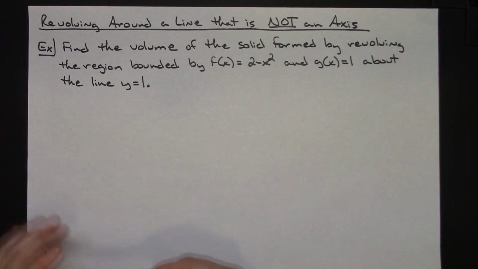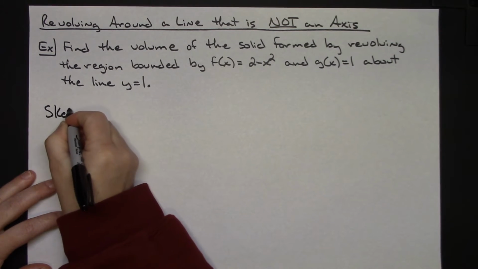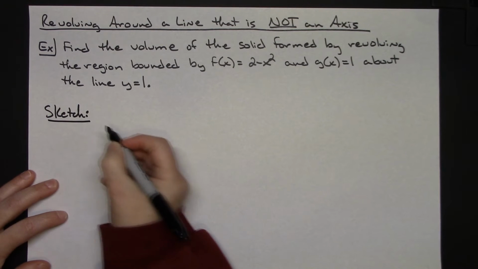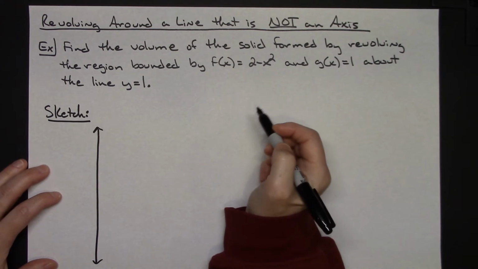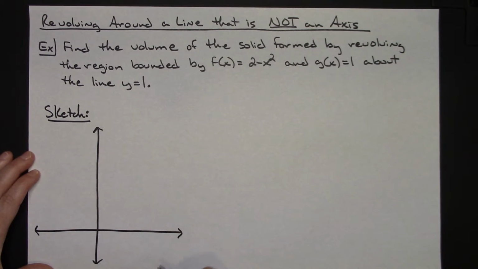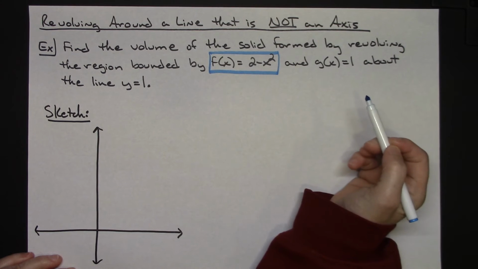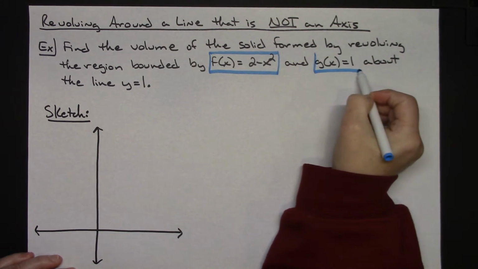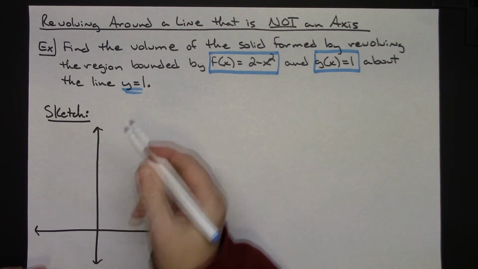about the line y equals 1. Okay, so again, I'm going to want to draw a sketch of this so that I know what's going on. That's going to be an upside down parabola, and I've got y equals 1, so I'm going to need kind of a lot of room here. So let's take a look at important parts here. f of x equals 2 minus x squared, and then I've got g of x equals 1, and then about the line y equals 1.